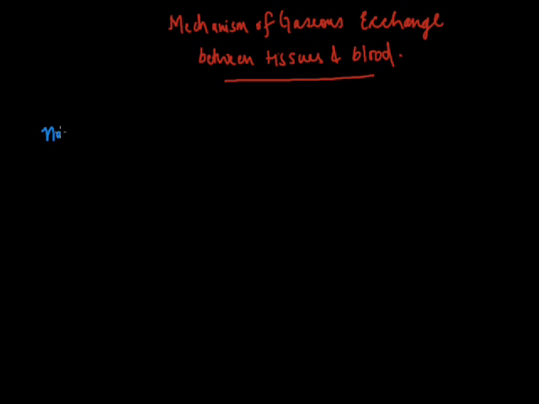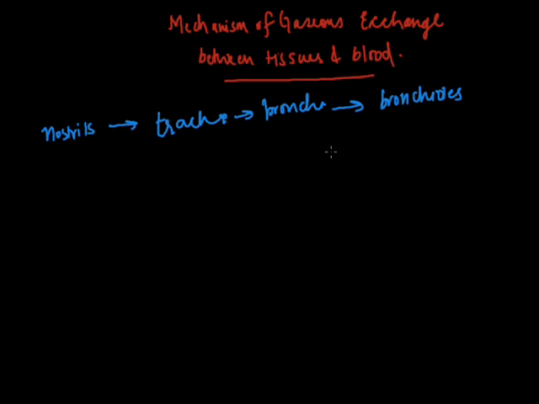Through nostrils, the air will enter into trachea. From trachea, it will enter into bronchi. From bronchi, it enters into bronchioles. From bronchioles, it will move into alveolar sacs, or we can also call them alveoli.